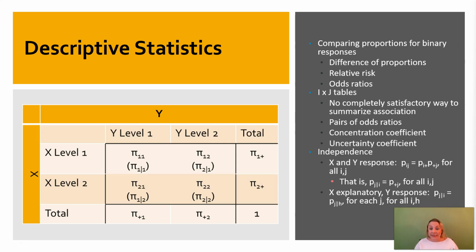So if X is explanatory, then the Y response is going to tell me that when my pi j given i is going to be equal to my pi j given i' for each of our j, i's, and i's. So basically what this means is my proportion of pi 1 given that it's on level 1 is going to be the same proportion of pi 1 given that it's in pi plus 1. So the proportion would be the same, either way you calculate it. That tells you that your two variables that you're using are independent of one another.